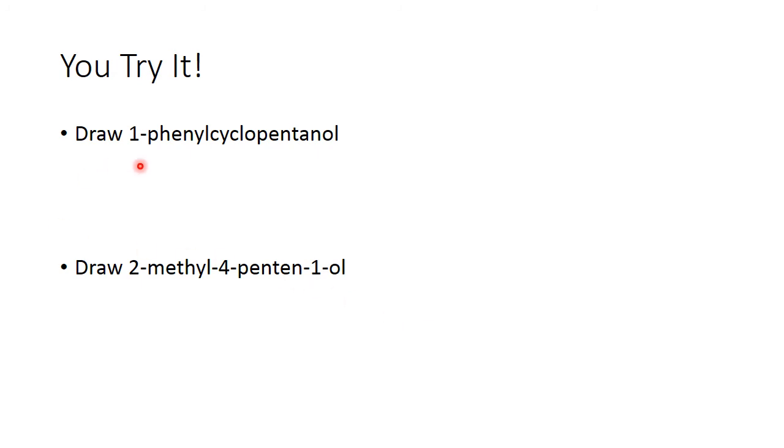Go ahead and draw 1-phenyl cyclopentanol. First thing you would do is draw a cyclopentane ring, and on it put an ol group. Then on the number 1 carbon, which is where the ol group is, you would put a phenyl group. So this is what you should have drawn. Here is a cyclopentanol, and on the number 1 carbon where the ol is, you have a phenyl group.